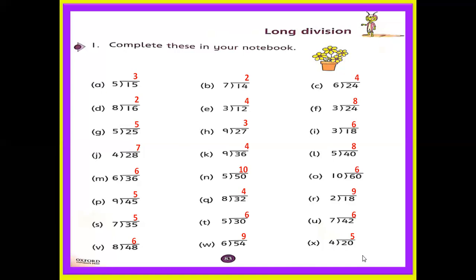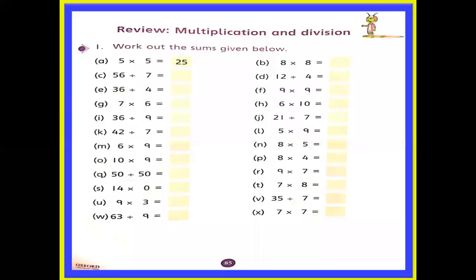Now, next page. This page number is 85. Page number 85. And this is the review of multiplication and division. This is the review, meaning the revision we have done in the last two, three videos. The questions are about multiplication and division. Some questions are about multiplication and some are about division.